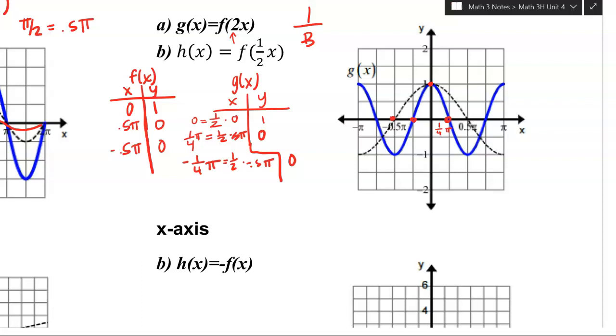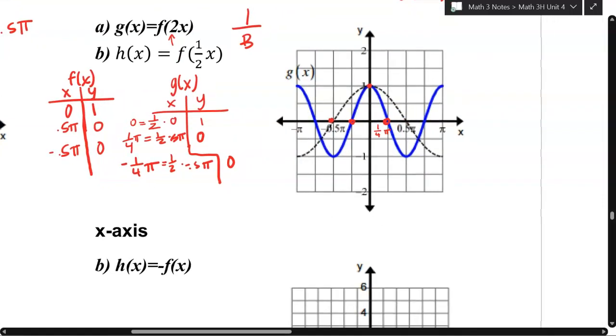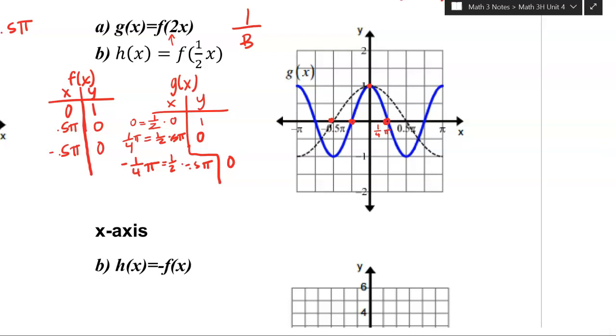So it's shrinking those x values, bringing them closer together. That's why it's called a shrink. It's bringing those x values closer together and the distance is being shrunken. All right. Next we have h of x, and we are doing a 1/2.